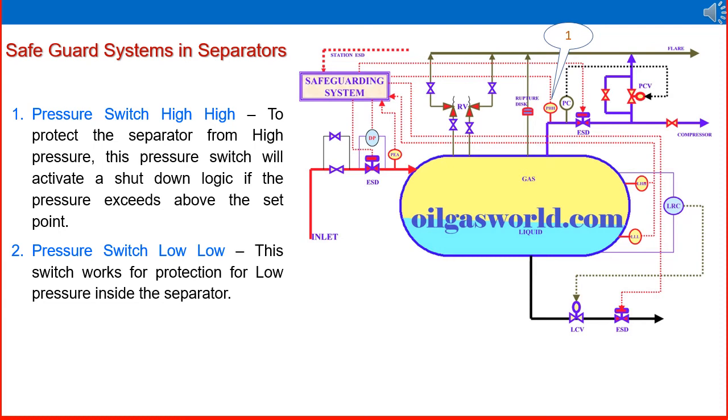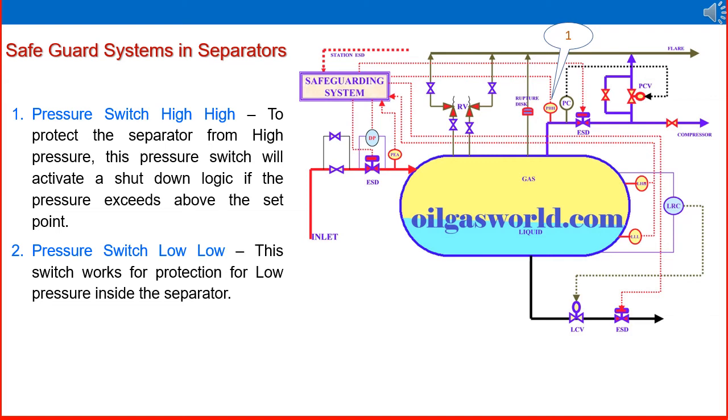So here it is a pressure switch high. Marked with the number 1, that is the pressure switch high. It is connected to the gas outlet line, at the top right of the figure. That pressure switch high is connected to the line, and the dotted line is a signal. That signal is going to a safeguarding system, which is instrumentation logic.